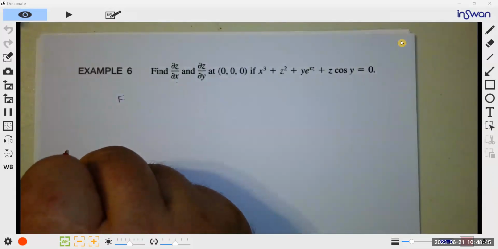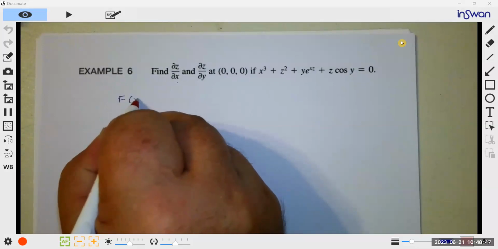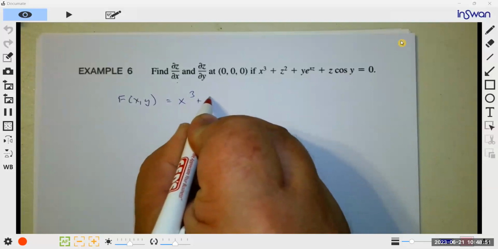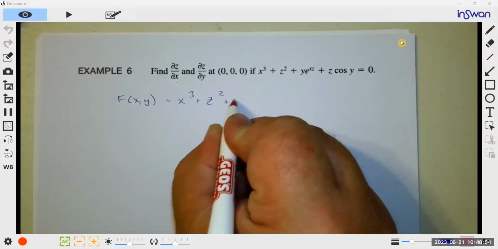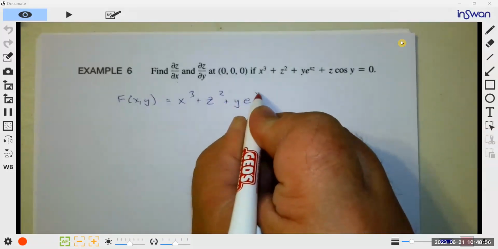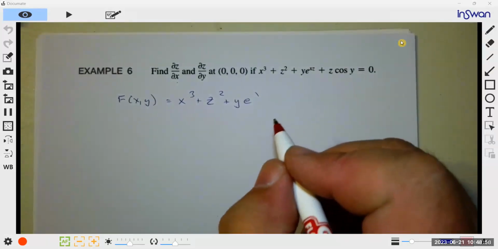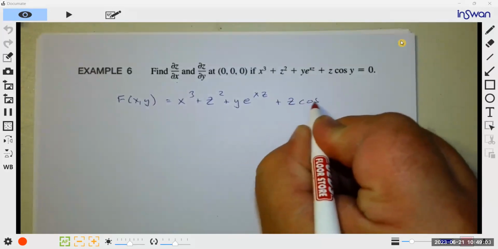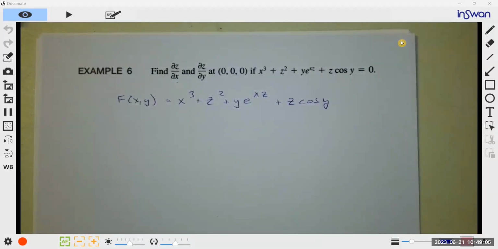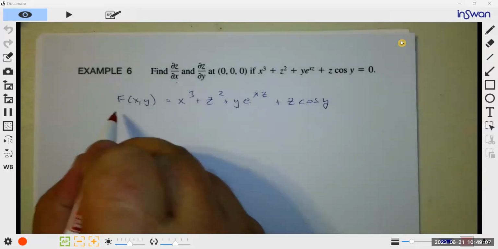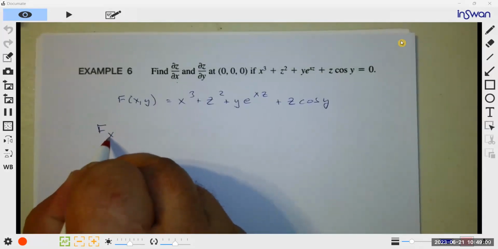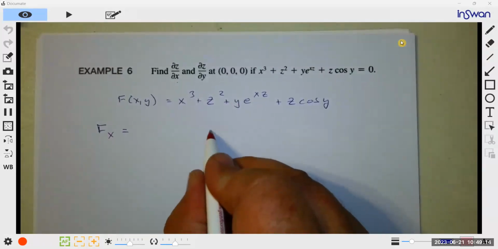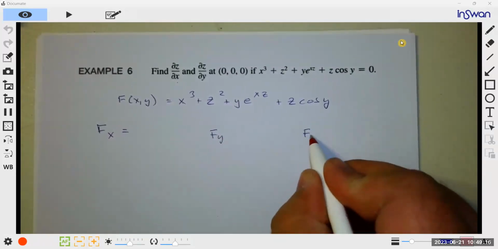So our function is equal to x cubed plus z squared plus y e to the xz plus z cosine y. So since we have 3 variables, we have to find f of x, f of y, f of z.